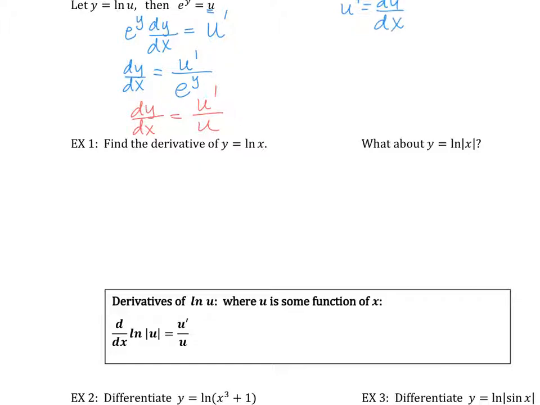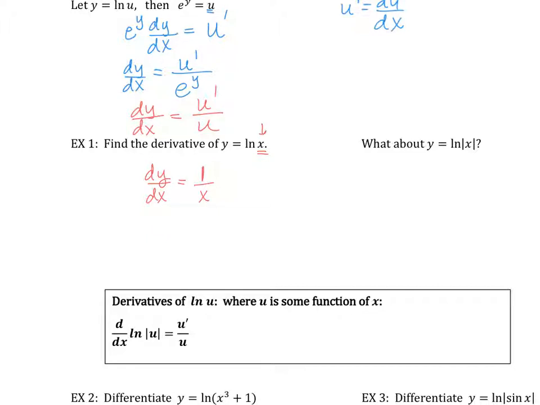So very simply, it says find the derivative of natural log of x. Well, gosh, that's going to be, my u is x, the derivative of x is 1. So the derivative of ln of x is 1 over x.